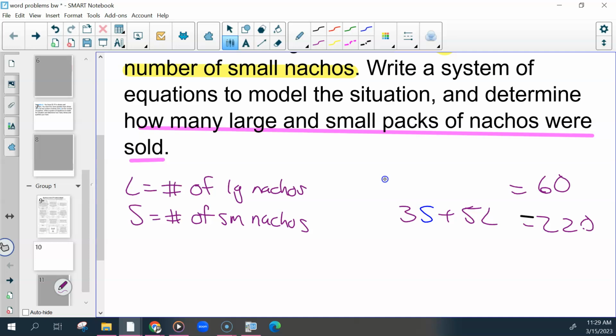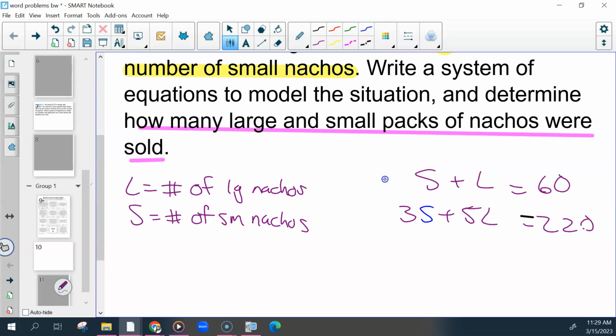So then 60, we know, is the total number of packs sold altogether. What else represents number of packs or number of nacho packs? Major? L and S, so if we add them together, we should get that. So, Hannah, are you okay?